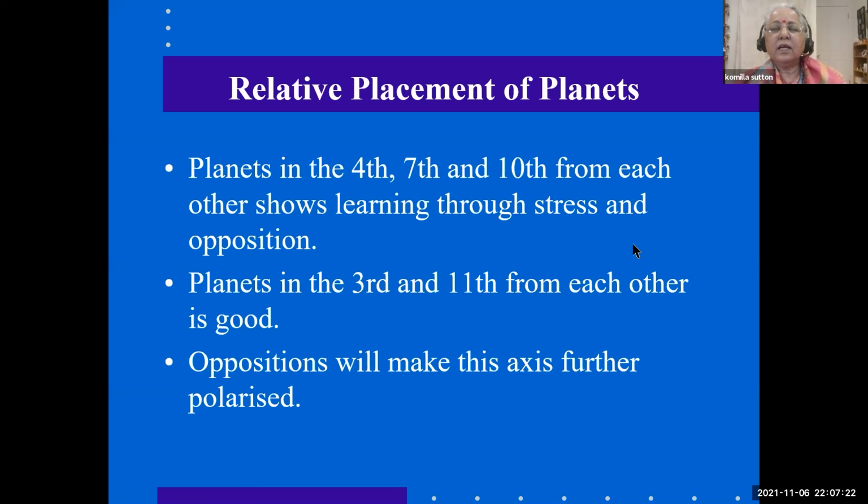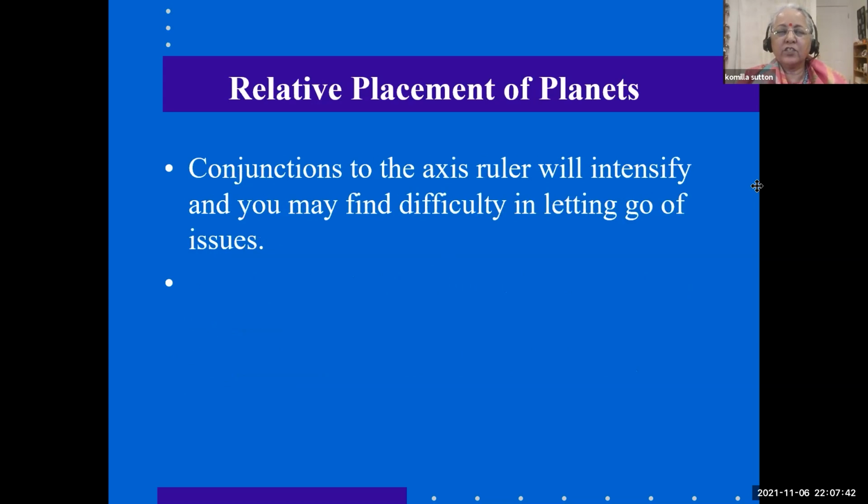So planets that are in 4th, 7th, 10th from each other show learning through stress and opposition. Planets in 3, 11 are good. Oppositions make the axis further polarized. If you have planets opposite each other, they can be understanding, but also promoting the agenda. Conjunctions to the axis ruler will intensify. You may find difficulty in letting go of the issues.